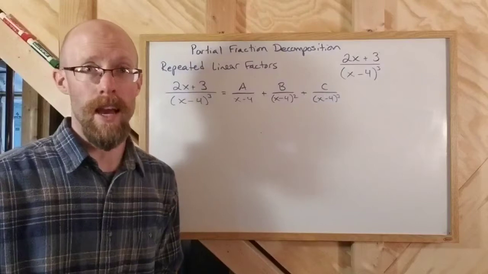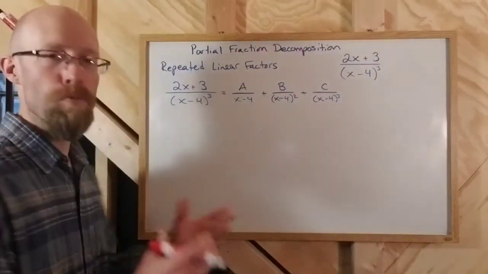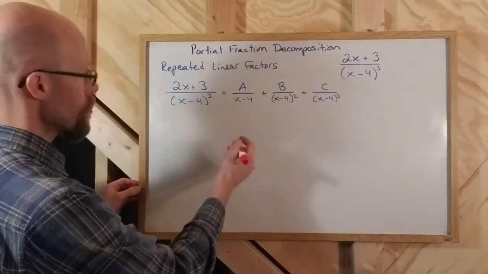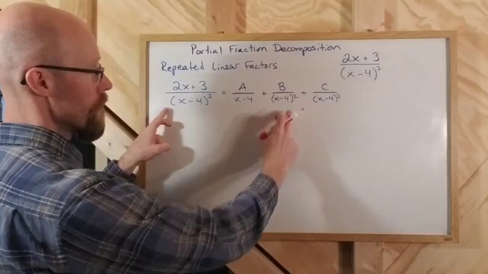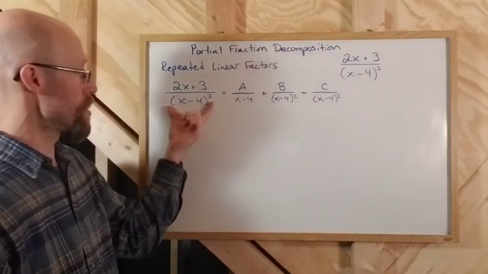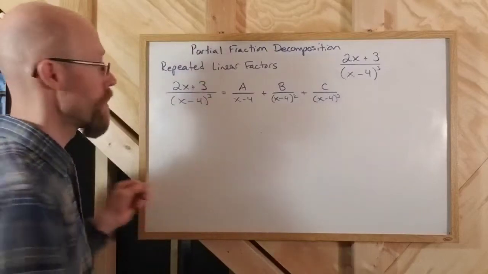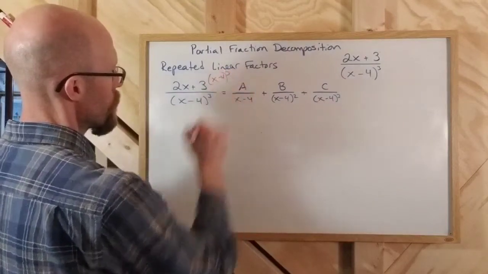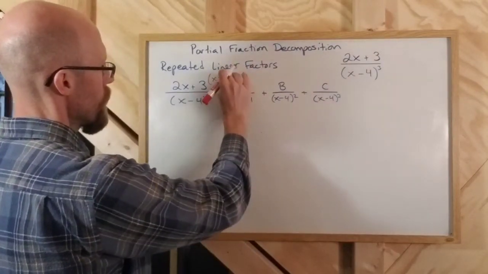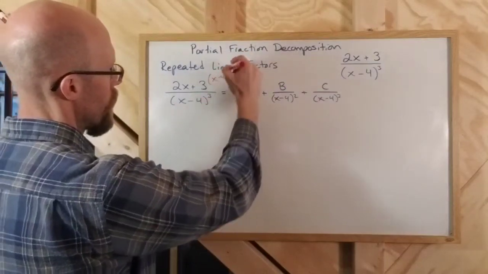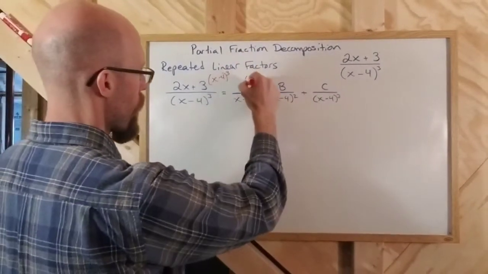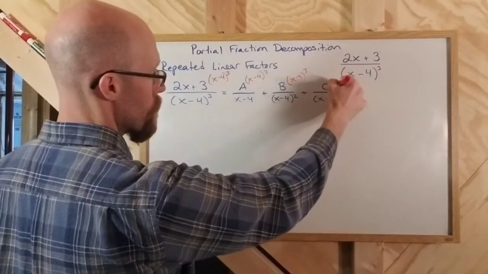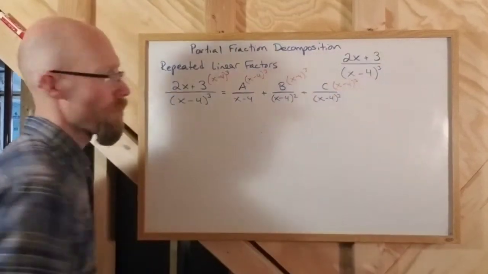Essentially, we'll be eliminating the x's, grouping the x terms together and working with their coefficients. And so to do that, we're going to multiply both sides of this equation by the least common denominator, which is x minus 4 cubed. So I'm going to multiply on the left by x minus 4 cubed. And then on the right-hand side, each of these terms will be multiplied by x minus 4 cubed. It distributes to all three terms.